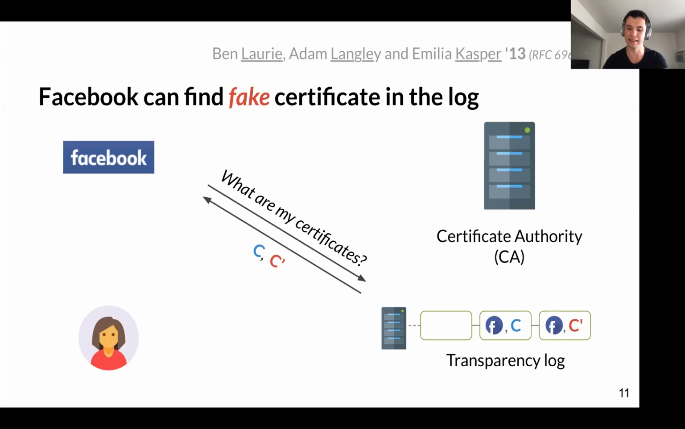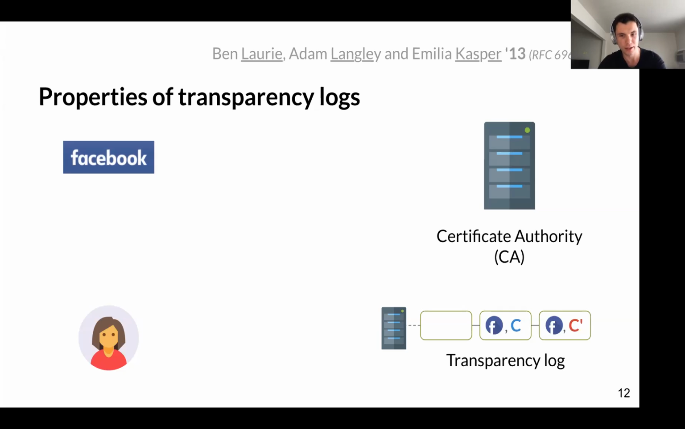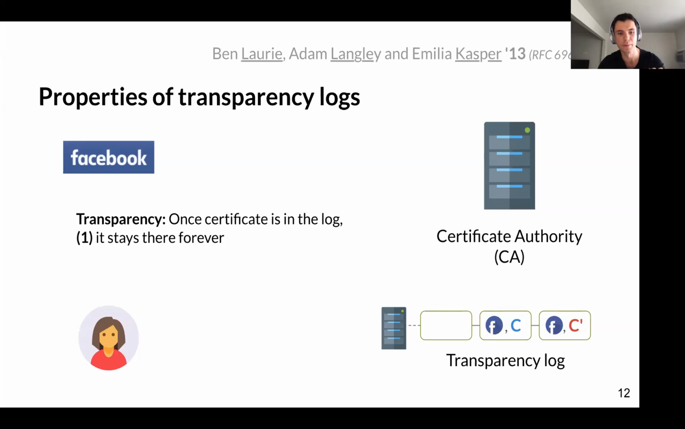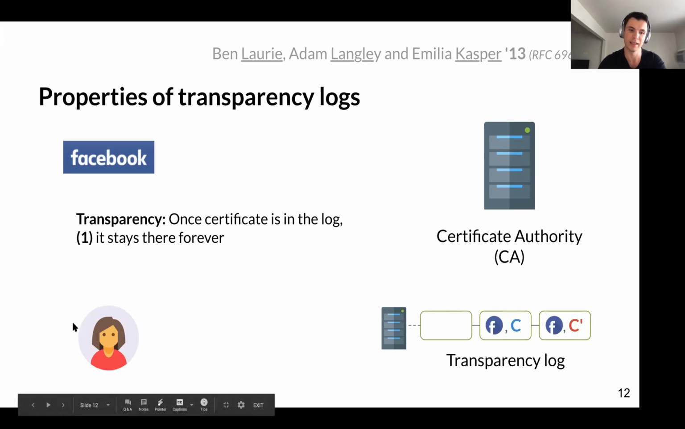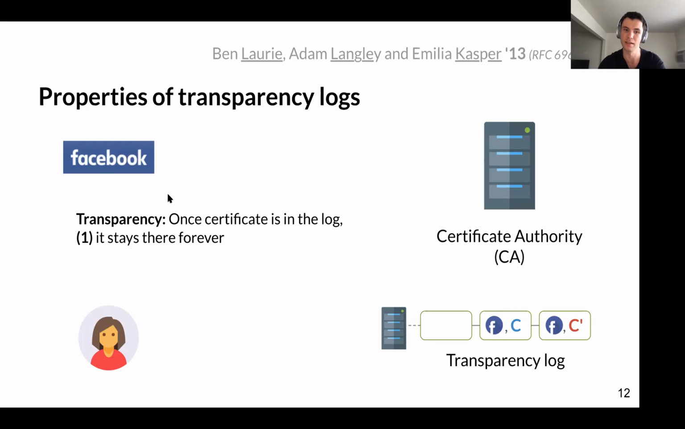So now we have a hope of detecting these attacks, but for this to actually work, these logs have to have two key properties. And roughly speaking, these properties define transparency. The idea is that once a certificate is in the log, it should stay there forever, because if I'm a malicious CA, I can put a fake C prime in, and the attacker gives it to Alice, and then I collude with the log and remove the C prime by the time Facebook checks it, right? So any certificate has to stay there forever in the log. And that's roughly speaking an append-only property of the log that must be maintained.